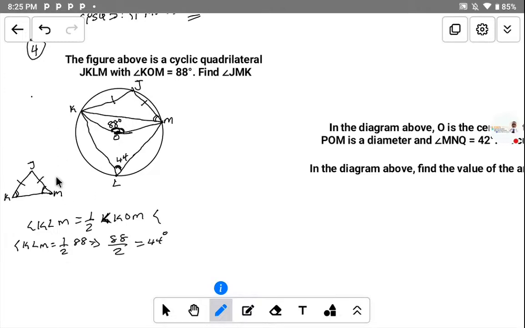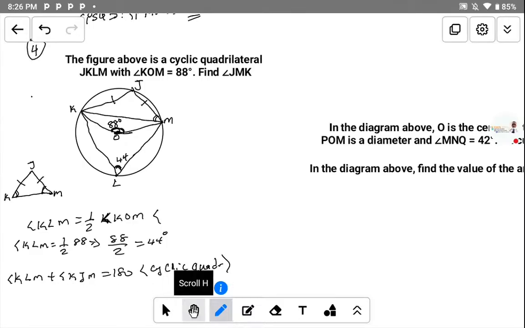So that means the sum of angle KLM plus angle KJM is equal to 180. Why? Because of the cyclic quadrilateral theorem, so you can just put it as cyclic quadrilateral. Don't mind this, I can't write very well, so that is why I don't put it out fully. Just know that it is the cyclic quadrilateral theorem.